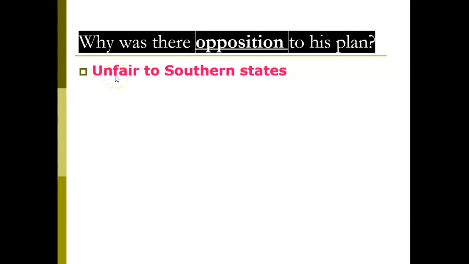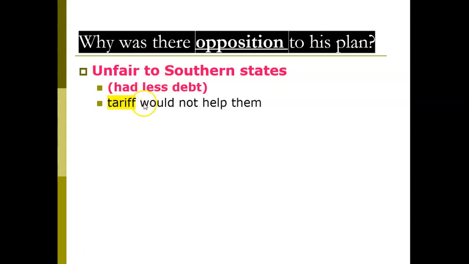First of all, southern states didn't like it. They felt it was unfair. And the reason we've discussed, they had less debt. And the other reason they don't like it is actually a tariff's not going to help them. The tariff's actually going to hurt them because a lot of people in the South bought their goods that were imported. So all it did was make those goods more expensive.